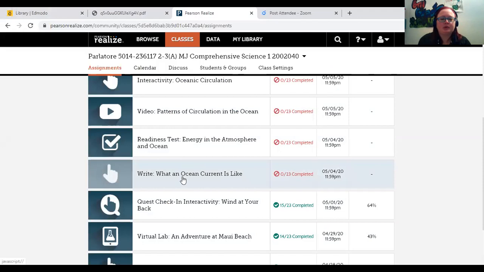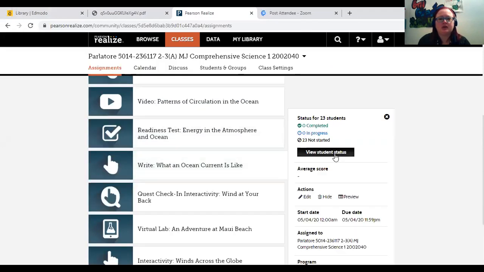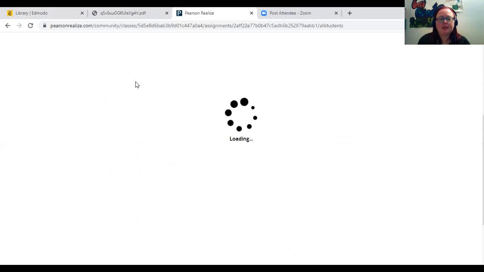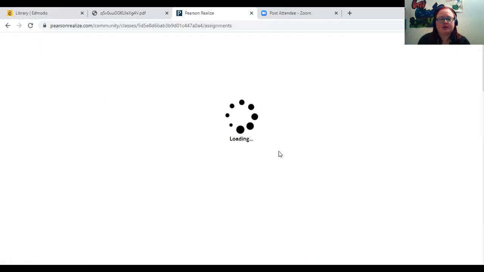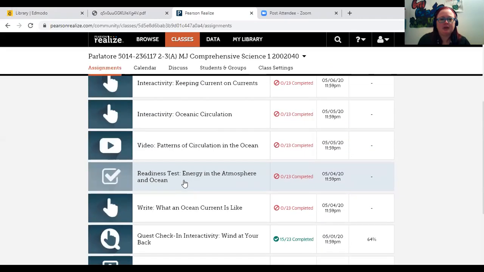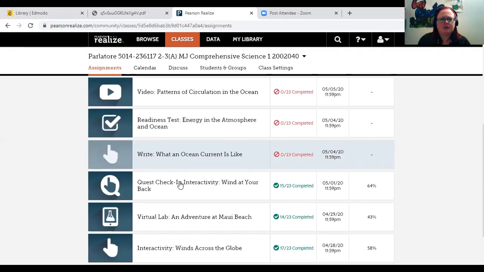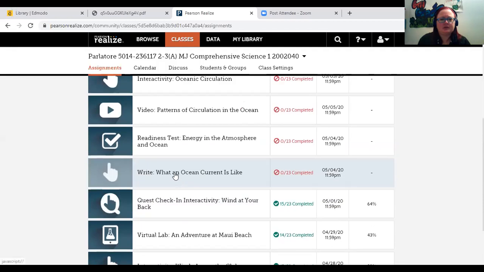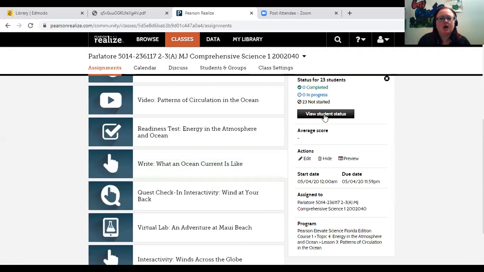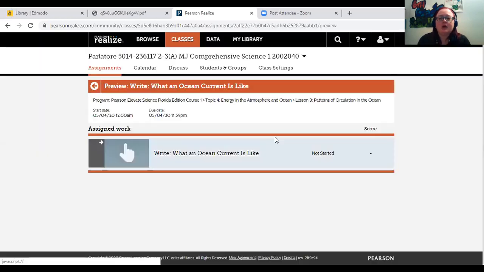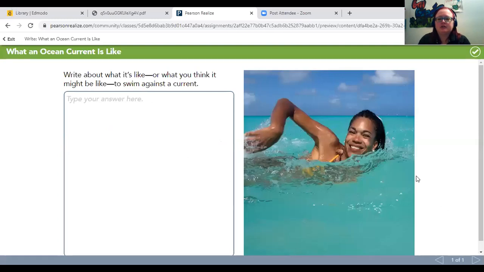So I'm going to open them up really quick just so you can see what they look like. I don't even know what I hit. I hit the wrong thing. Where is it? Right, What an Ocean Current Is Like. Okay, this is what an ocean current is like. No, not view status, preview. That's what I hit the wrong thing before. Okay, this is literally it.